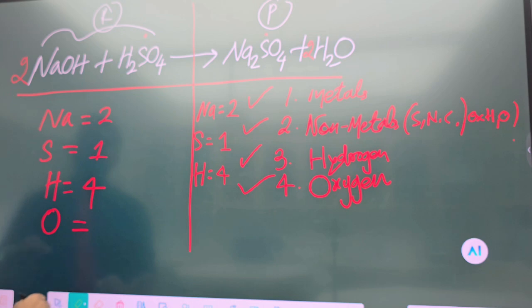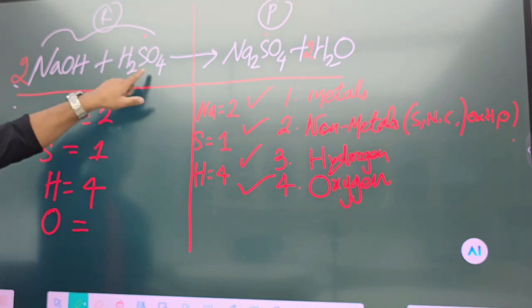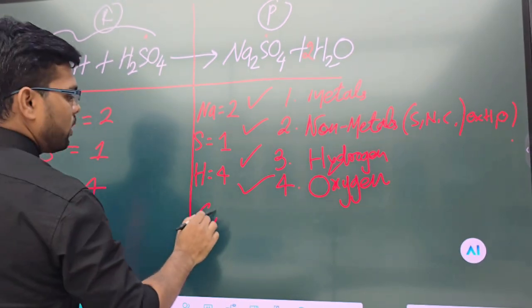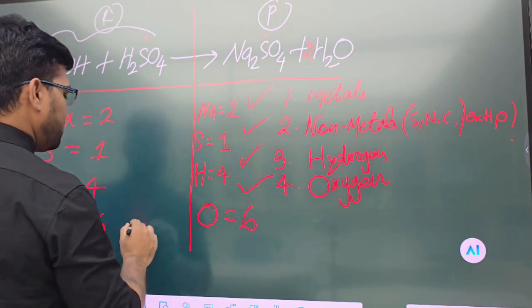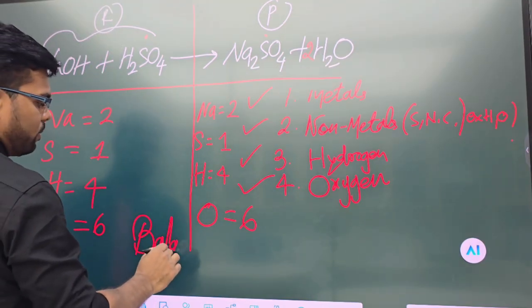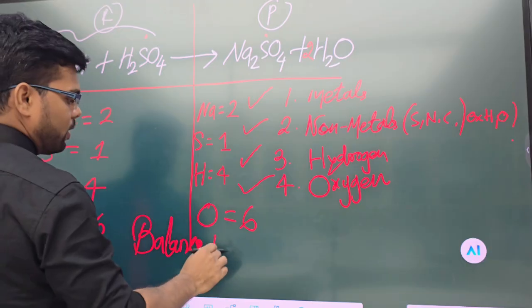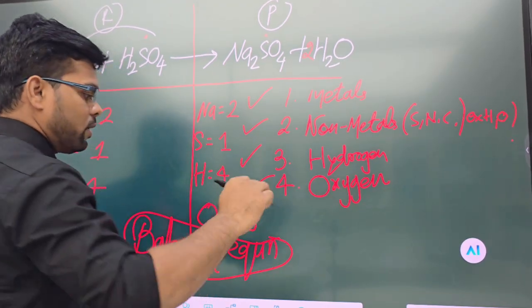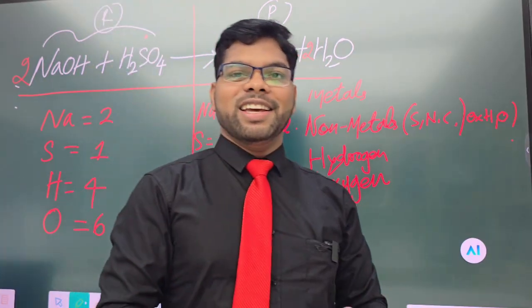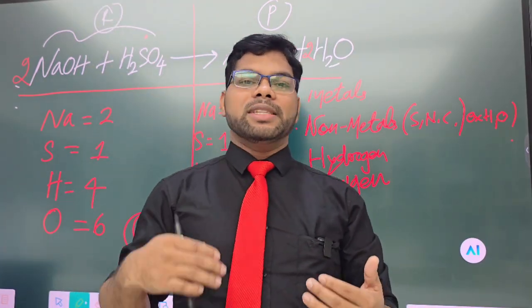Then finally oxygen. Oxygen here 2 oxygen and here 4, total 6. Right side here 4 and here 2, so total 6. This equation is known as a balanced equation. You can check by yourself whether it is balanced or not.